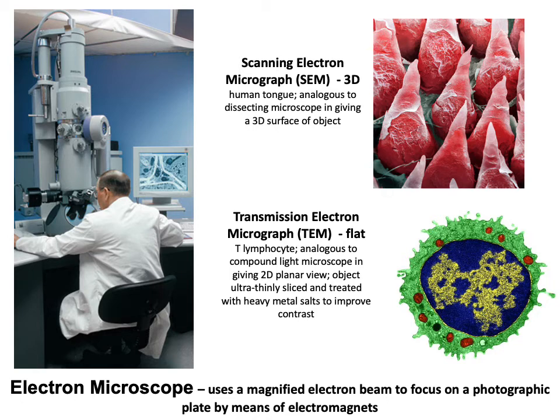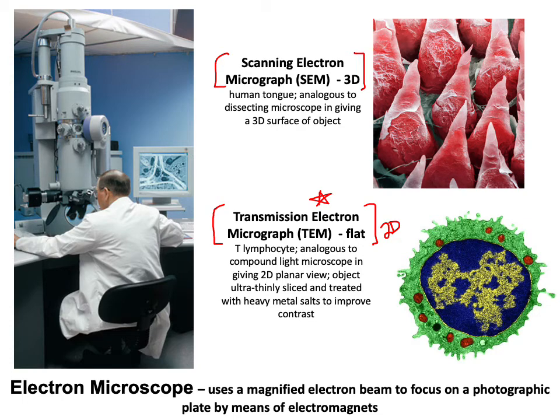Remember that the electron microscope uses electron beams, and it basically shines electrons on a specimen, and those electrons are either absorbed or reflected back. And a computer can make two different images. If we're using a transmission electron micrograph, we can get a flat or 2D image like we see here on the bottom right. Scanning electron micrographs create a 3D image, usually of the surface of a cell, that we see here on the upper right. We're going to be looking mostly at transmission electron micrographs today.